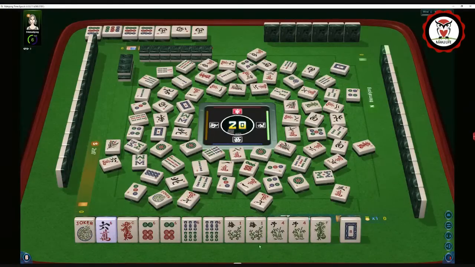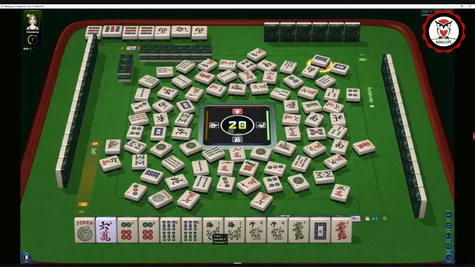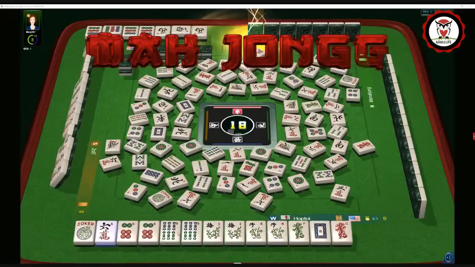We're going to let the dragons go. Nobody has wanted them. Eight dots. We're going to keep the flowers just because they're so risky. Joker. Another joker down. Seven dots. So they're playing eight, nine, pair.